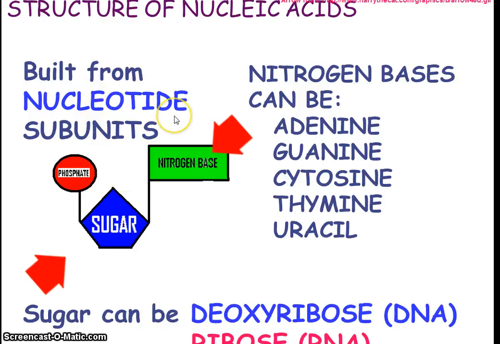Welcome to chapter 16, all about DNA. So, first of all, DNA is made of nucleic acids, hence the name deoxyribose nucleic acid, and really it's made up of a whole bunch of nucleotides. You should remember this from chapter 5.